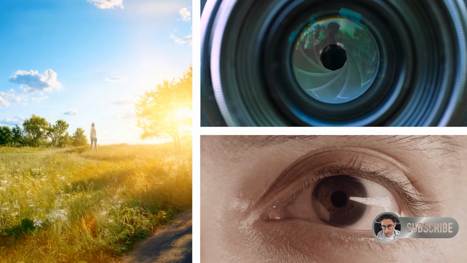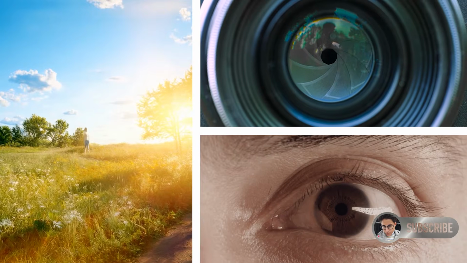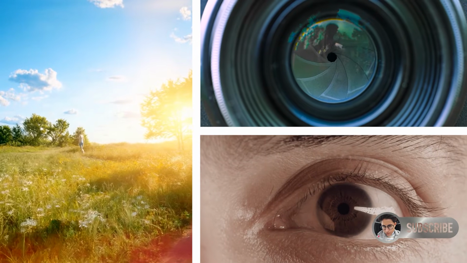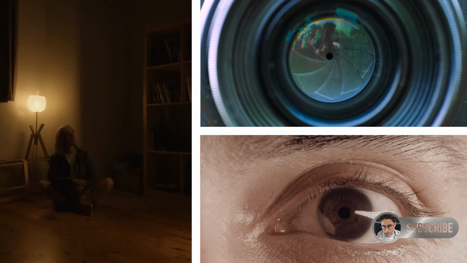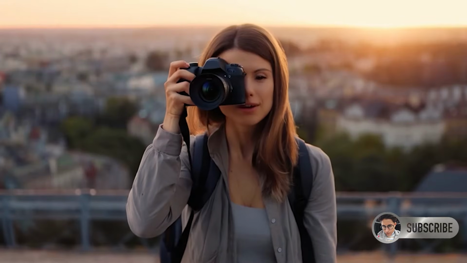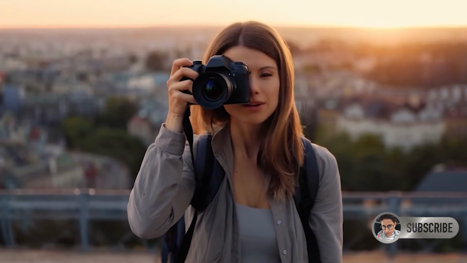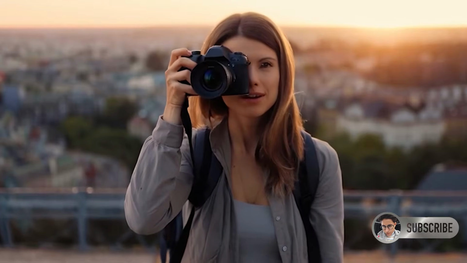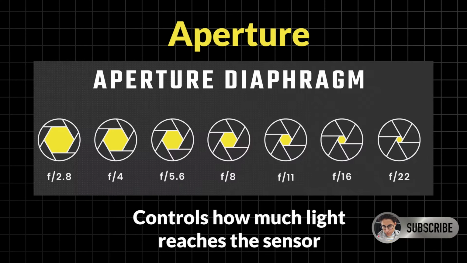When you step into sunlight, your pupils contract to reduce light intake. In a dim room, they expand. The camera's aperture works in exactly the same way, controlling how much light reaches the sensor.